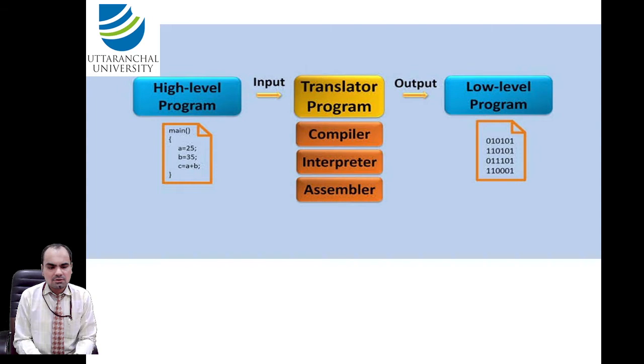This is another process, of high level program and low level program. The translation program consists of compiler, interpreter, and assembler. We are talking about the input, and our journey is from input to output, how we can generate output. As we can see, the high level program may be considered as a void main function with variables. I have taken 3 variables A, B, C: A is equal to 25, B is equal to 35, and C is equal to A plus B. This is the actual operation.